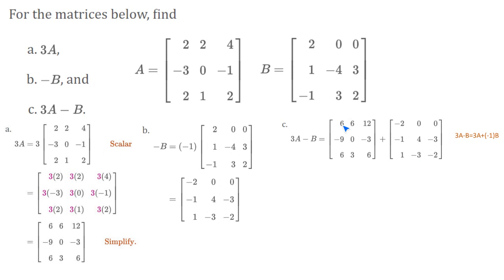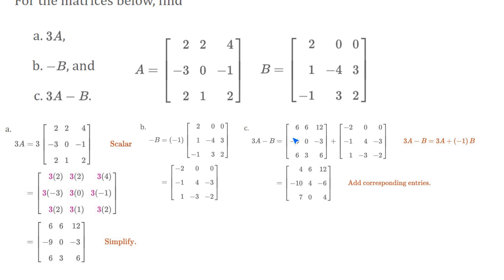So to add, we're going to add corresponding entries, and that just means 6 plus -2, and then 6 plus 0, 12 plus 0, -9 plus -1, and so on. If we do that, then we get 6 plus -2 is 4, 6 plus 0 is 6, 12 plus 0 is 12, -9 plus -1 is -10, and so on. Okay, so that's how we would add two matrices together.